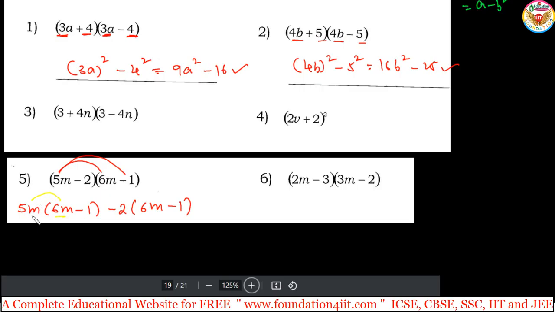Now just simplify. 5m should be multiplied with both terms. 5m into 6m: 5 sixes are 30, m into m is m square. 5m into minus 1 is minus 5m. Next, that is over. Now minus 2 into 6m: multiply the numbers, minus 12, m as it is. Minus into minus is plus, so plus 2. Then you can combine the like terms: 30m square, minus 5 minus 12, that is minus 17m, plus 2. This way you need to practice all the problems to improve your skills.